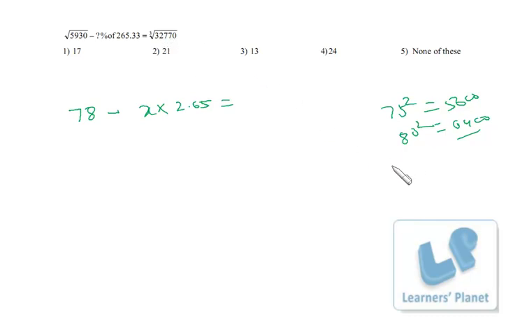32,770. Now cube of 30 is 27,000, right? So it is 5,000 more, so I can take approximately the cube root as 32. Okay, because 40 cube is 64000. Okay, so it is closer to 30, so I just take it's around 32. So it is 78 minus 32.